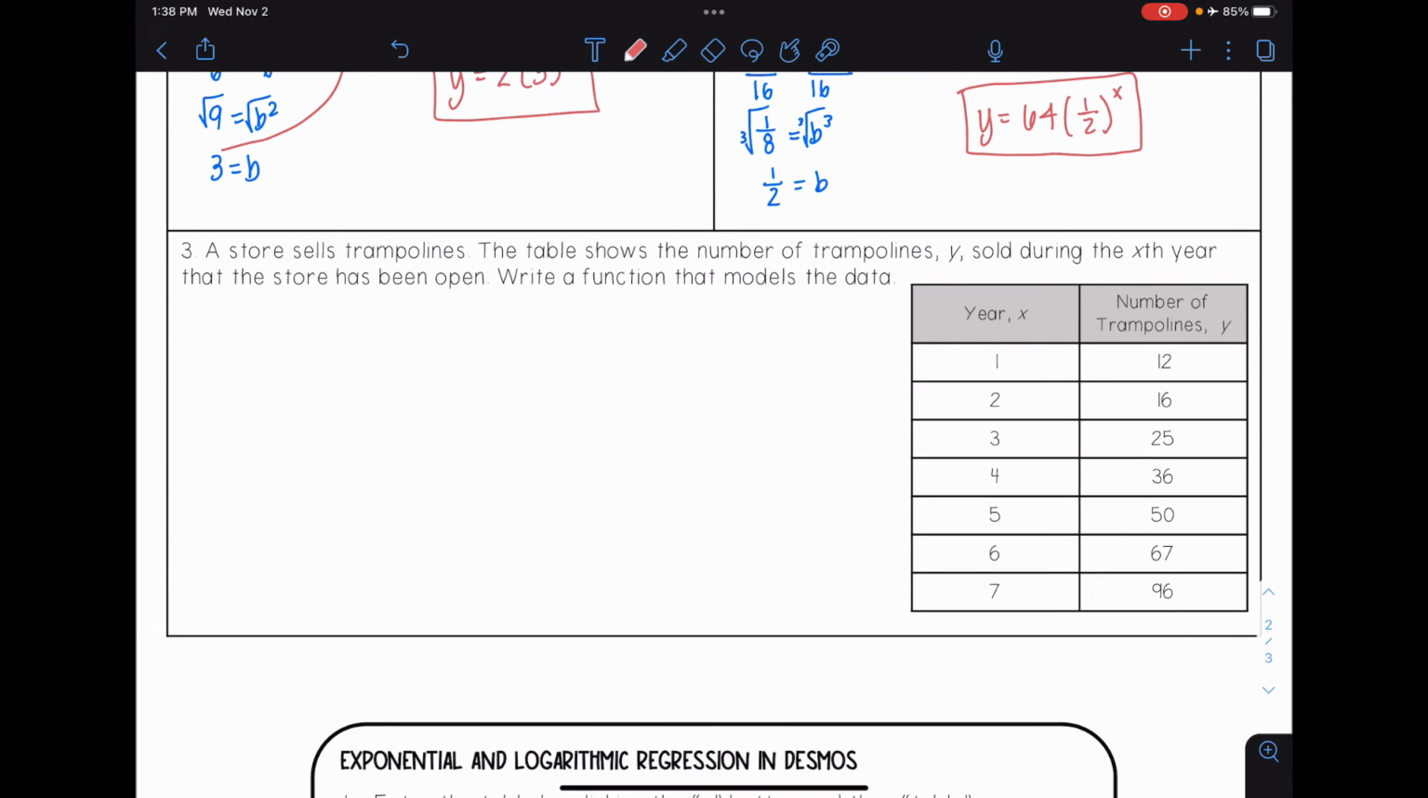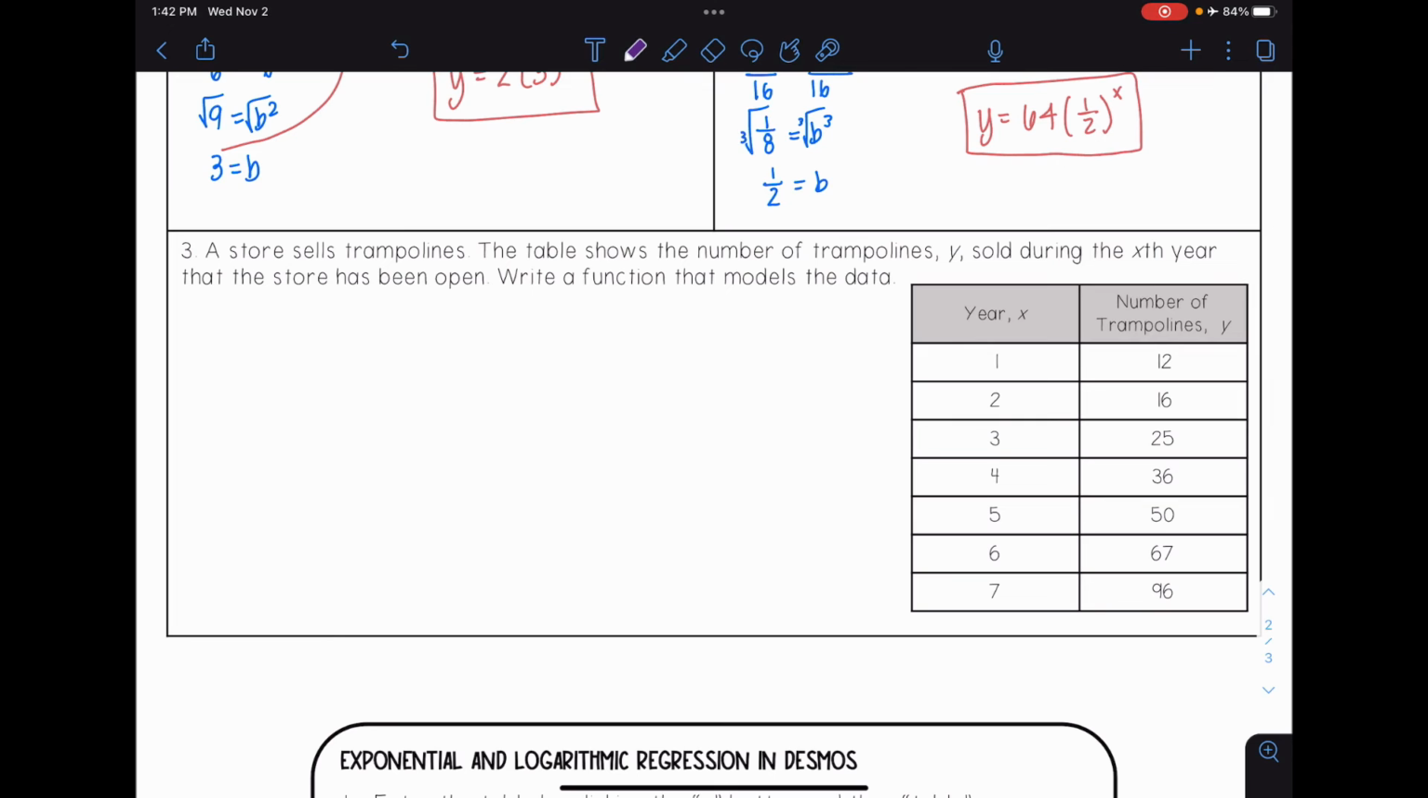Okay, let's look at a real-world problem. Number 3 says a store sells trampolines. The table shows the number of trampolines y sold during the x year that the store has been open. Write a function that models the data. If you were to create a scatter plot using Desmos and that table tool, you'll see that the points look like they're creating an exponential model.